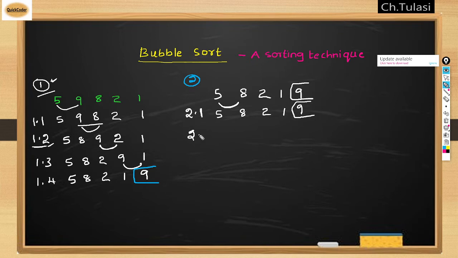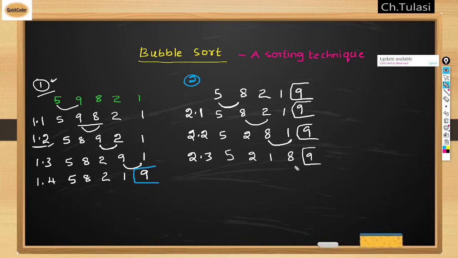And again, in the second traverse, second comparison, compare these two. 8 is big, 2 is small, so swap it. Now again, in the second traverse, third comparison, compare these two. As 8 is big, 1 is small, you have to swap these two elements. You will get 5, 2, 1, 8, 9. This is already sorted, we don't need to compare this one. Here one thing you have to understand is that 8, 9 are now sorted elements.